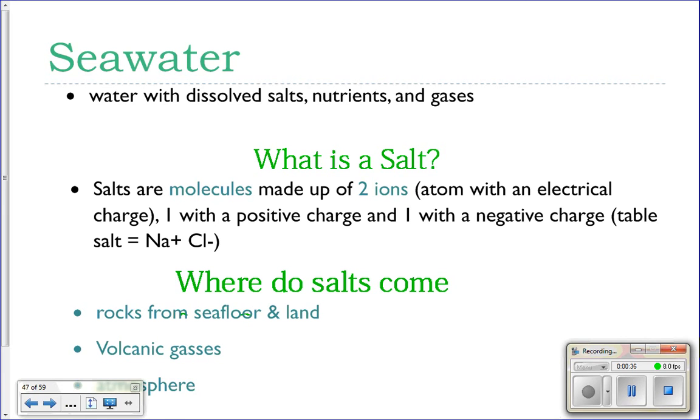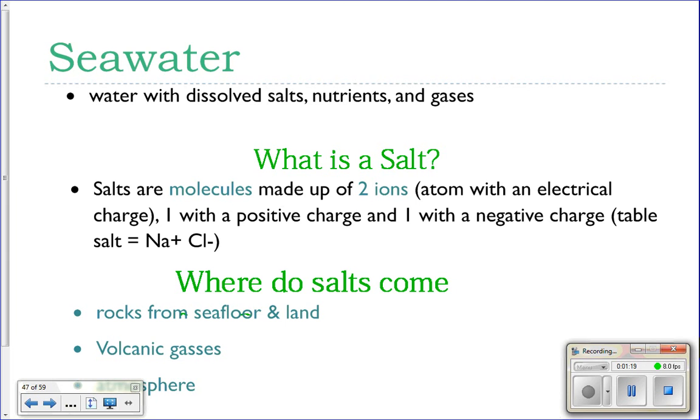So in order to understand the saltiness of seawater, you need to understand what a salt is. Salts are simply molecules that are made up of two ions joined together with an ionic bond. An ion, if you remember from chemistry, is an atom that has an electrical charge. So a salt is made up of two atoms that have opposite electrical charges that attract to each other. Sodium chloride, your normal table salt, has a positive sodium ion and a negative chloride ion, and the two are attracted to each other because of their opposite charges. So they are made out of ions.